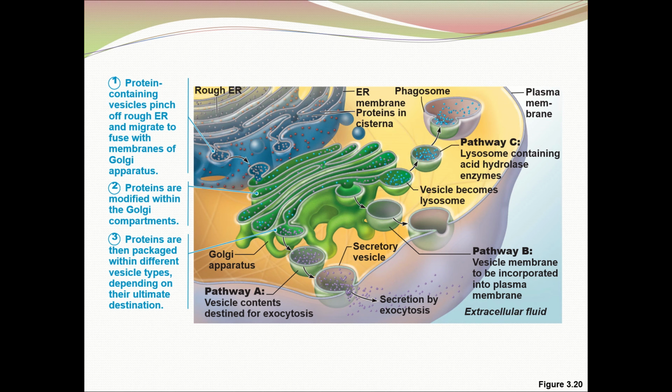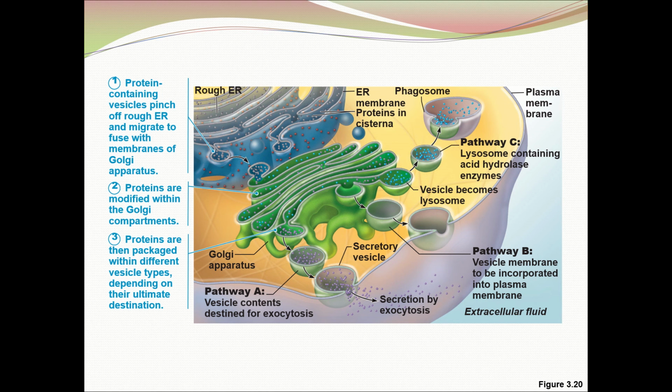I mentioned earlier that organelles are little organs inside a cell that have a particular function, a purpose. And not only are the organelles like little organs, but they also work in a system. So remember, the cell is the smallest living unit of life. It's a little microcosm of the way the entire human body works. So starting with number 1, you can see the rough ER would be attached to the nucleus, and it says protein-containing vesicles will pinch off of the rough ER and migrate to fuse with membranes on the Golgi apparatus.